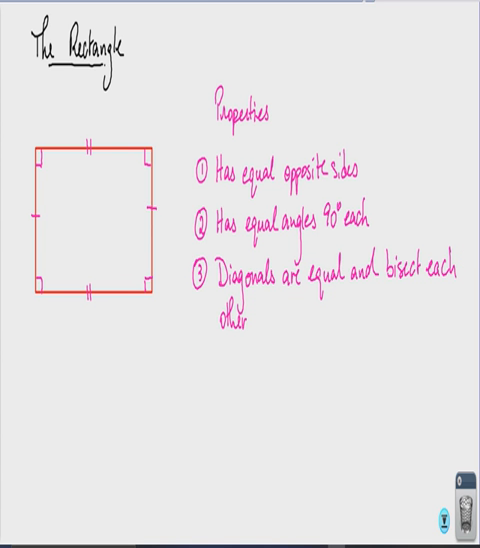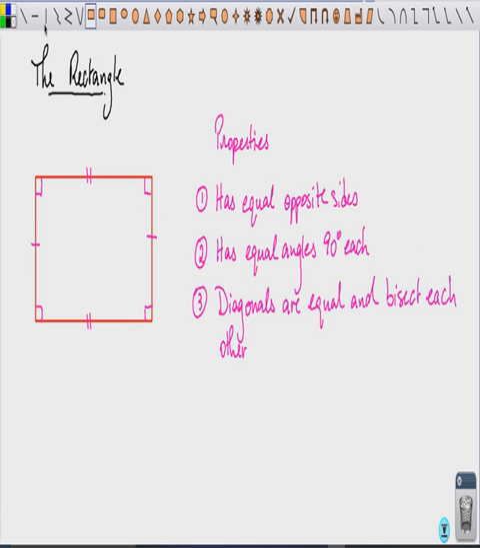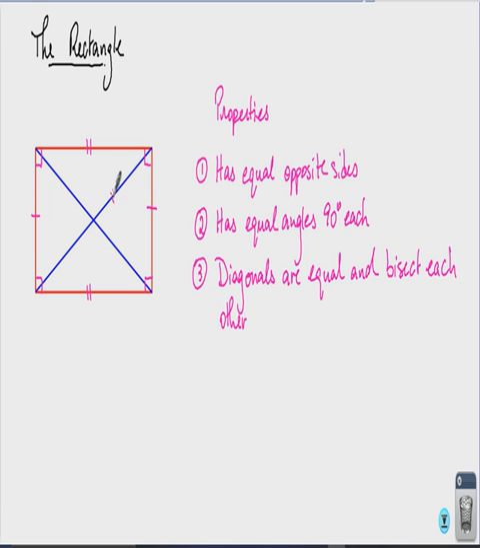Let me draw them. So we have the diagonals 1 and 2. They are equal. They bisect each other, so this is equal to this, is equal to this, is equal to this. But these angles are not right angles. In fact, one is an acute angle, the other is an obtuse angle. And those are the three properties of a rectangle.